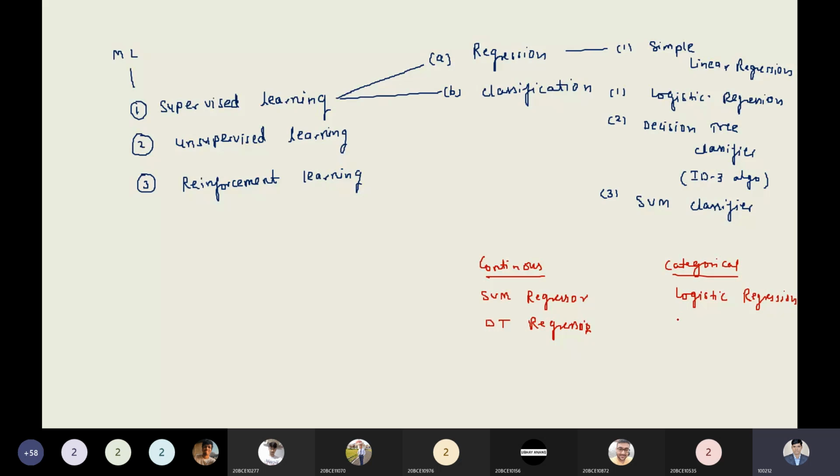So after logistic regression, we have SVM. SVM is also possible, and decision tree is also possible. I'm writing the SVM classifier, and sometimes you can find this written in many books as SVC, a support vector classifier, and this is also known as DTC, that is a decision tree classifier.